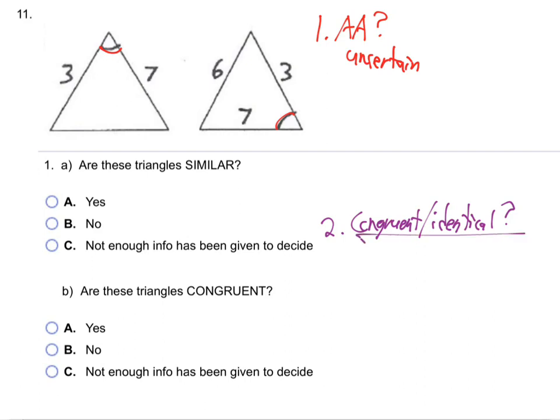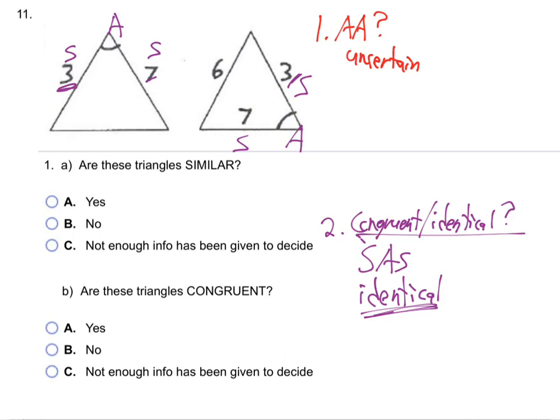Yeah. Do you see what we have? Side, angle, side. Right? 3, angle, 7. 3, angle, 7. Side, angle, side. These 2 triangles have the same side, angle, side, don't they? 3, angle, 7, 3, angle, 7. Matching. So remember, that's a 3-letter combo, which means they are identical. So yes, they are identical.